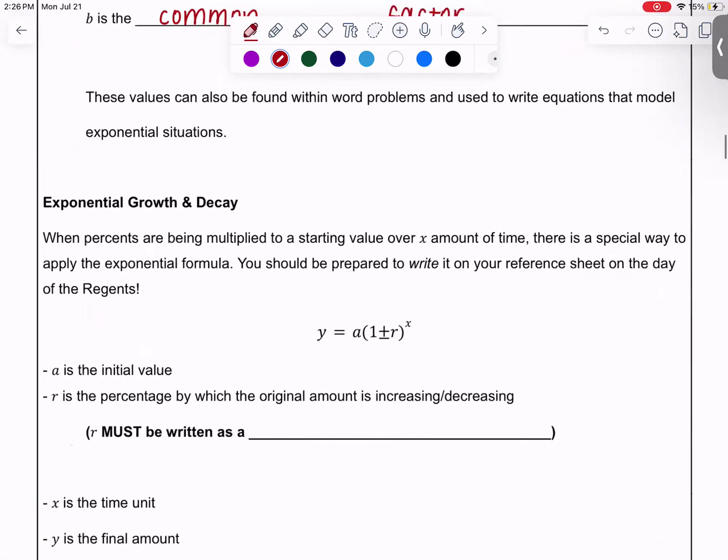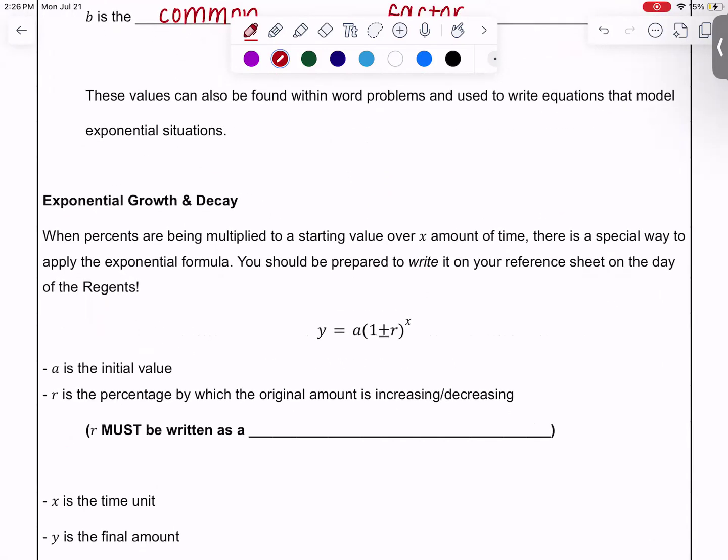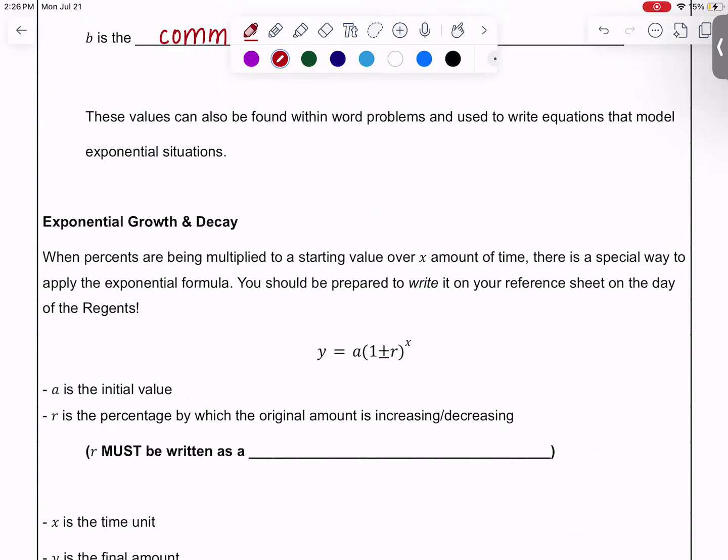So when percents are being used, we are going to use B a little differently, like we saw on the last page. When percents are being multiplied to a starting value over X amount of time, there's a special way to apply the exponential formula. You should be prepared to write it on your reference sheet on the day of the Regents. Here it is. This is not provided on the Regents, so you should memorize it. Y equals A, parentheses 1 plus or minus R to the power of X.